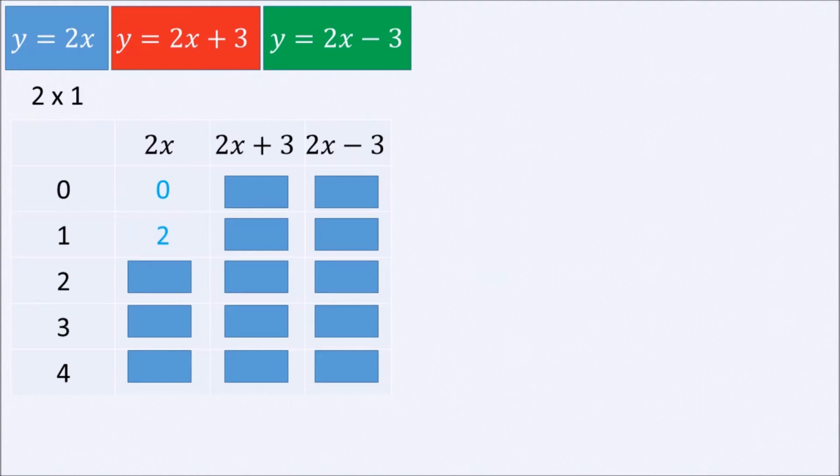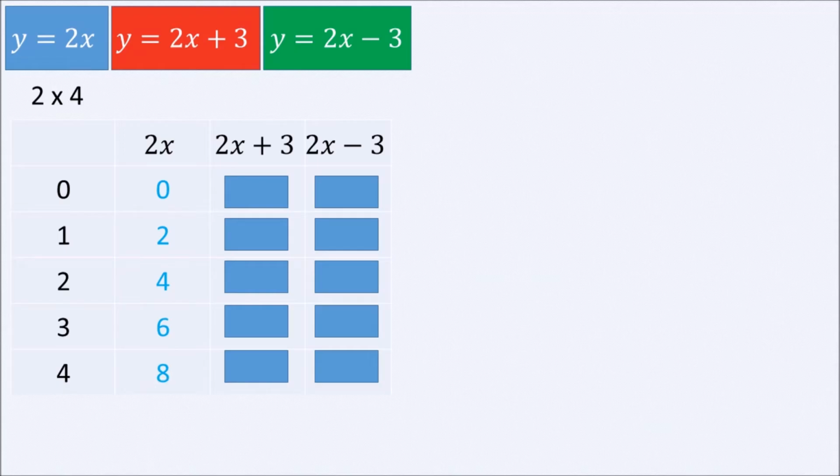For x equals 1, y would be equal to 2 times 1, which is 2. For x equals 2, y would be equal to 2 times 2, which is 4. Similarly, for x equals 3, y would be equal to 6. And finally, for x equals 4, y would be equal to 2 times 4, which is 8.